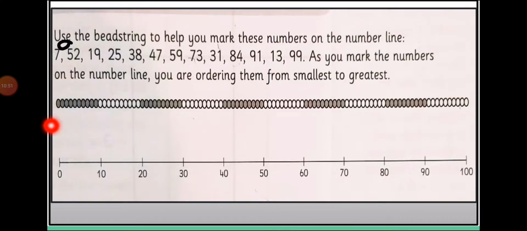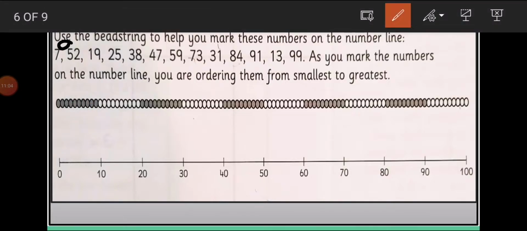The first number is 7. So it's not in tens. We start from 0 and count 7 here: 1, 2, 3, 4, 5, 6, 7. Here is 7. Now I'm going to put 7. Here is 7.